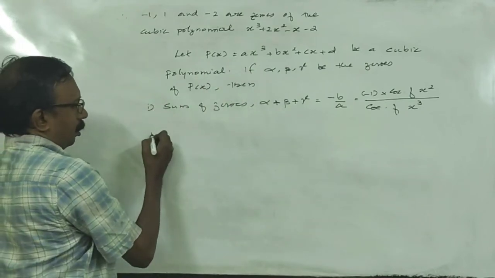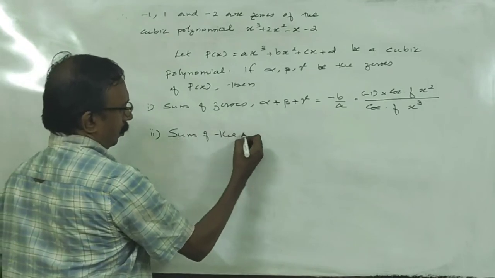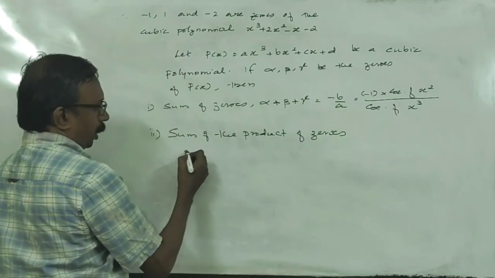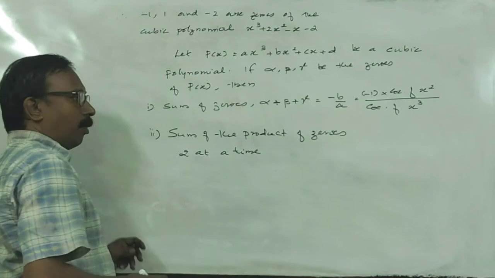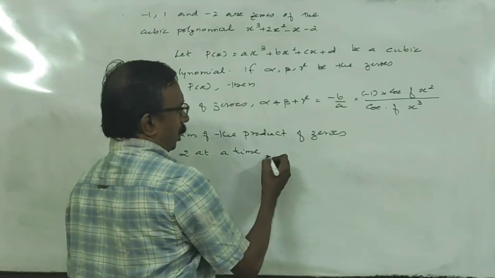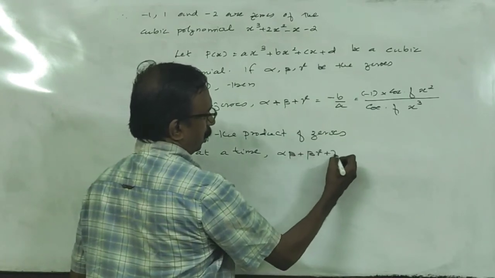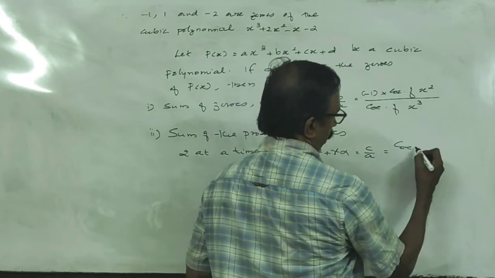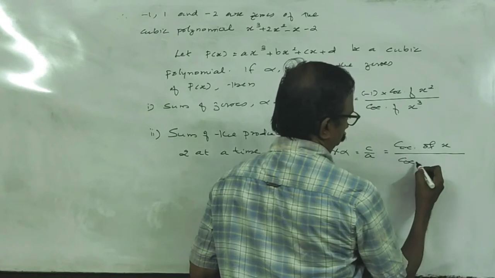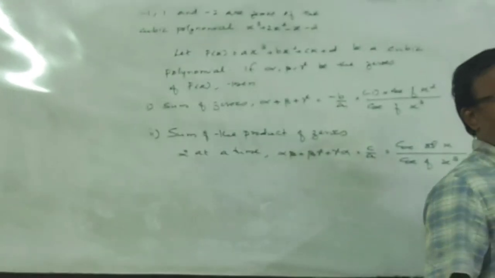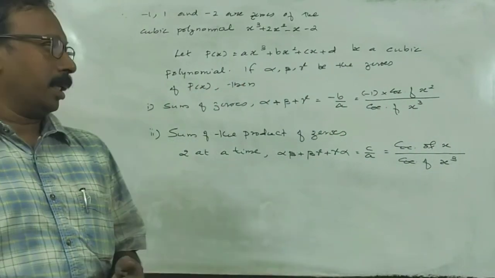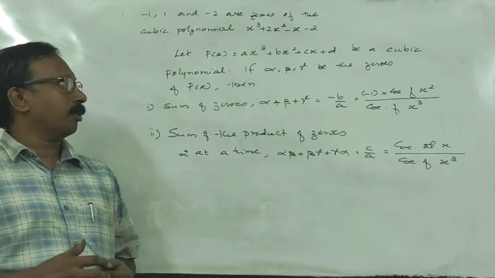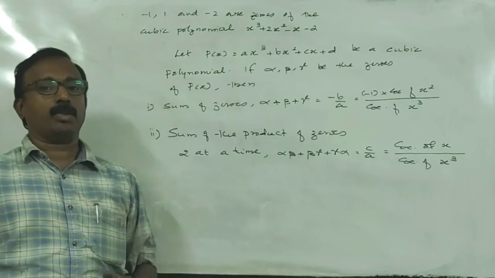Now, the sum of the product of zeros two at a time, that is alpha beta plus beta gamma plus gamma alpha, is equal to c by a, that is coefficient of x divided by coefficient of x cube, isn't it?